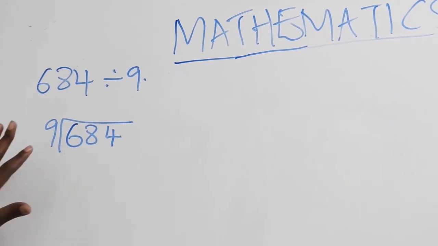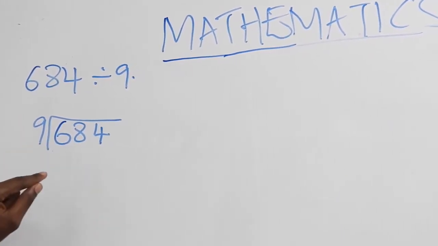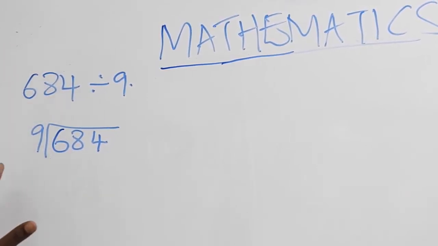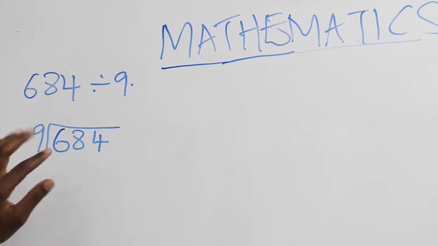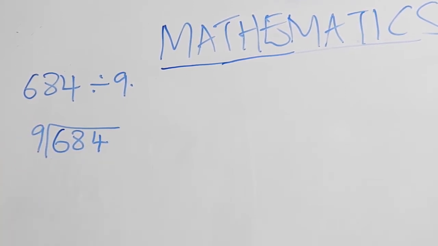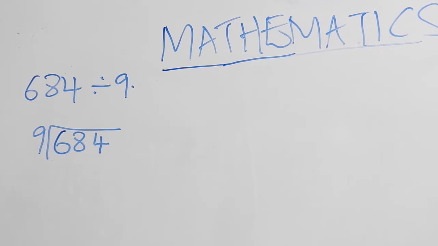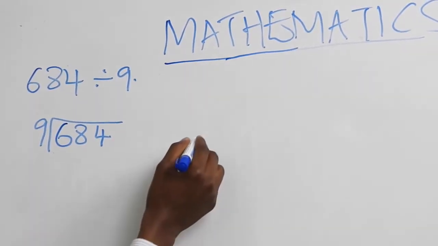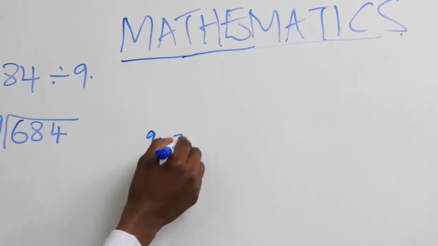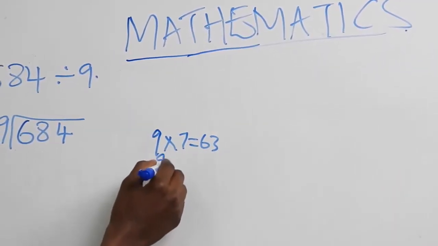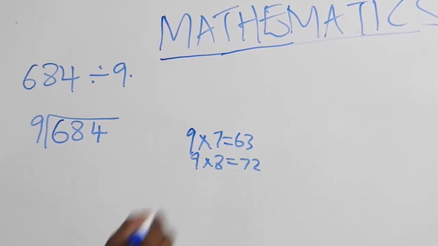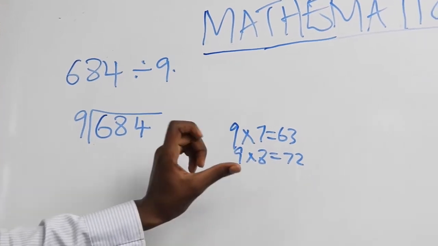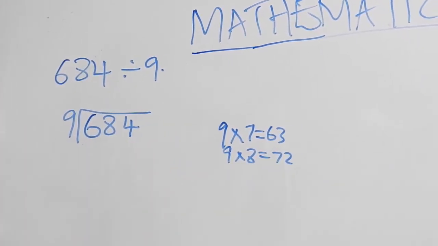So we start. 9 divides into 6 0 times. But we don't write that 0. So instead, we combine 6 with the next digit, which is 8, to have 68. Now using the multiplication table for 9, how many times does 9 divide into 68? We know that 9 times 7 is equal to 63. 9 times 8 is equal to 72. So it means that 63 is the closest number that is less than 68.